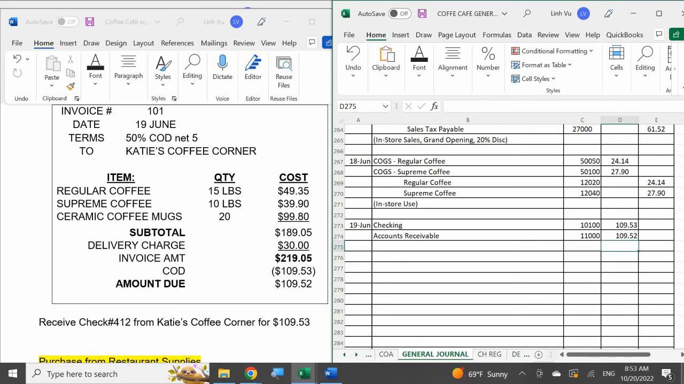She did a purchase. Well, we sold to her, right? So how do I record that we sold to her? Well, first, let's determine what we sold to her. We sold regular coffee, Supreme Coffee, and ceramic mugs. Okay, so let's take a look at my chart of accounts.